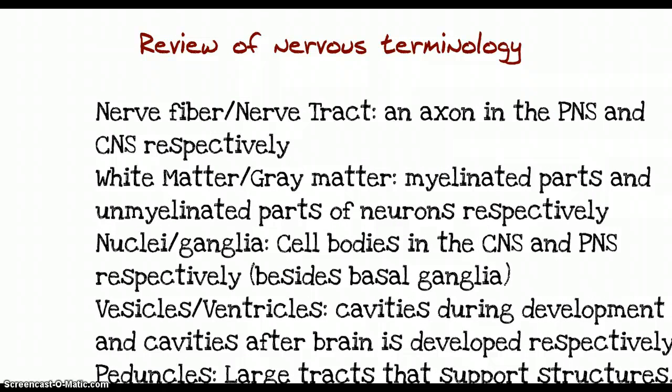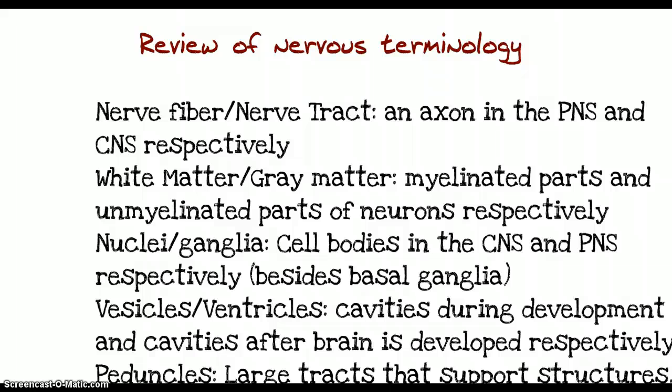So let's first review nervous system terminology. So nerve fiber or nerve tract, those are axons in the peripheral nervous system and central nervous system respectively. Then after that, there's white matter and gray matter. So those are the myelinated parts and unmyelinated parts of neurons, respectively. Then there's nuclei and ganglia. Those are cell bodies in the central nervous system and peripheral nervous system, respectively. Besides ganglia, the basal ganglia. The basal ganglia is actually in your central nervous system, and it's just because the name just stuck.